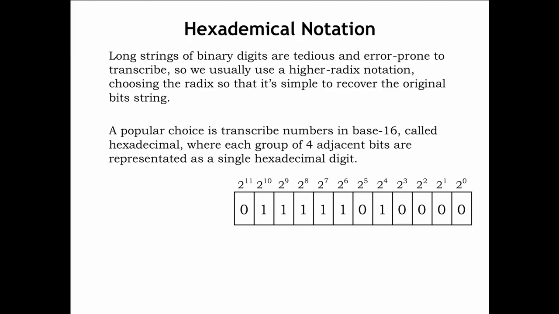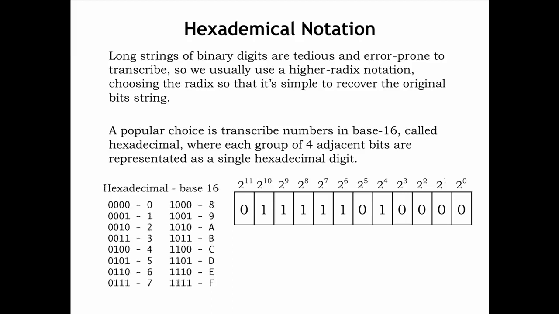A popular choice these days is a radix 16 representation called hexadecimal, or hex for short, where each group of 4 binary digits is represented using a single hex digit. Since there are 16 possible combinations of 4 binary bits, we'll need 16 hexadecimal digits. We'll borrow the 10 digits 0 through 9 from the decimal representation, and then simply use the first 6 letters of the alphabet, A through F, for the remaining digits.